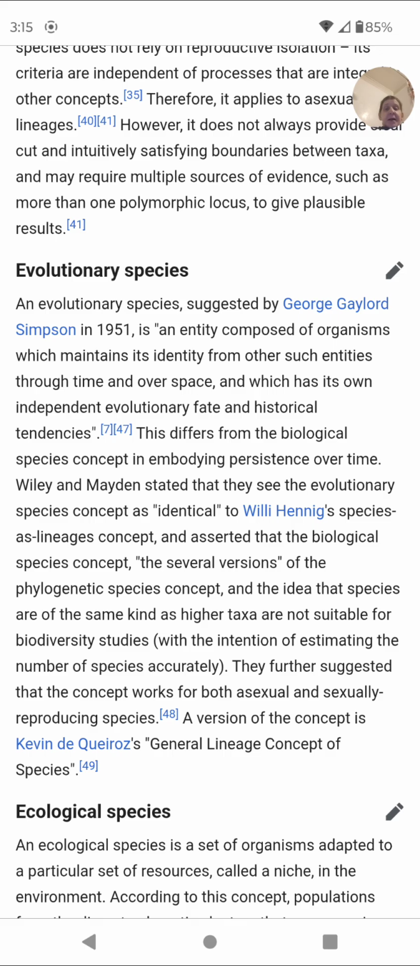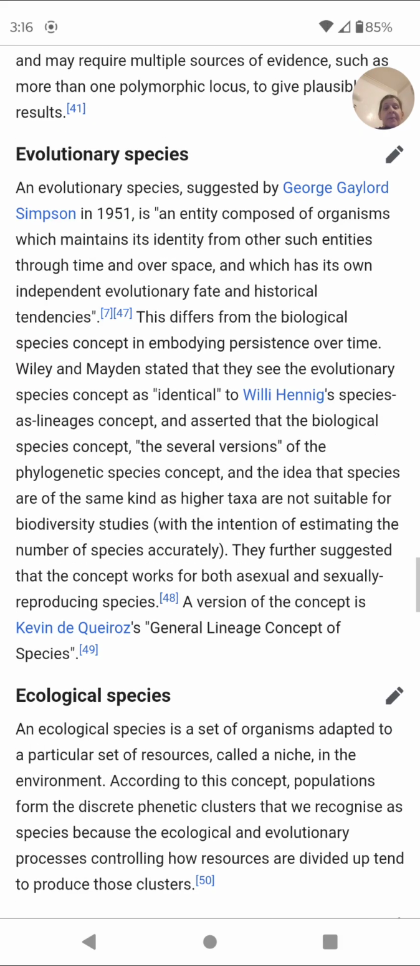Evolutionary species. An evolutionary species, suggested by George Gaylord Simpson in 1951, is an entity composed of organisms which maintains its identity from other such entities through time and over space, and which has its own independent evolutionary fate and historical tendencies. This differs from the biological species concept in embedding persistence over time.